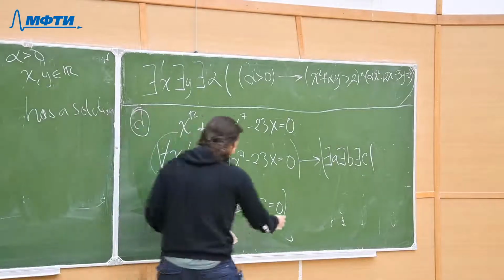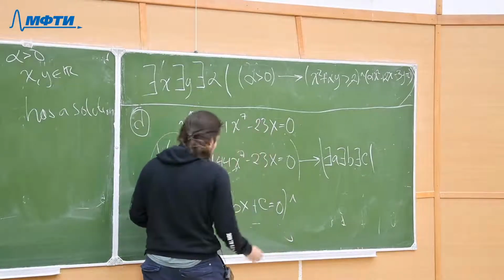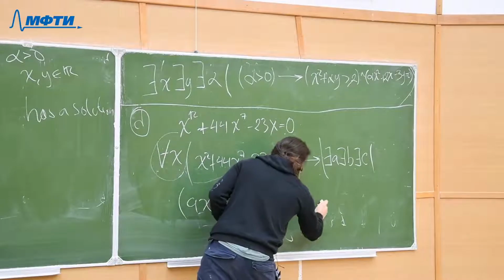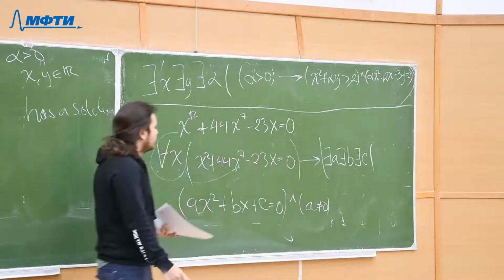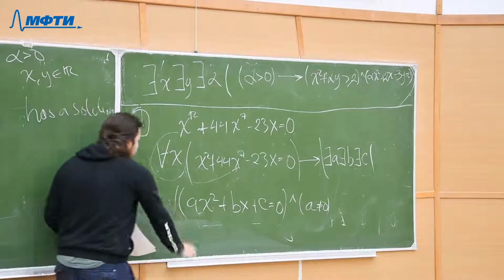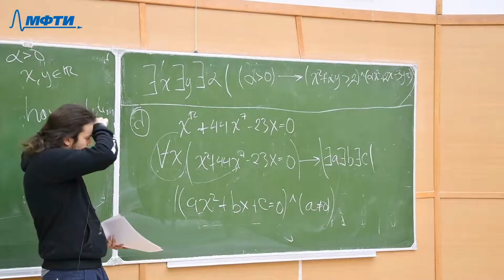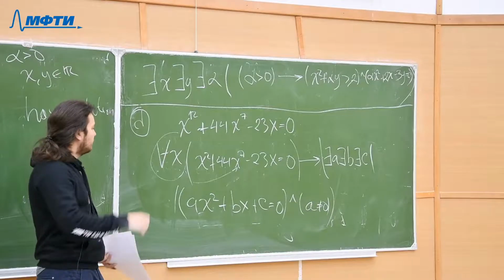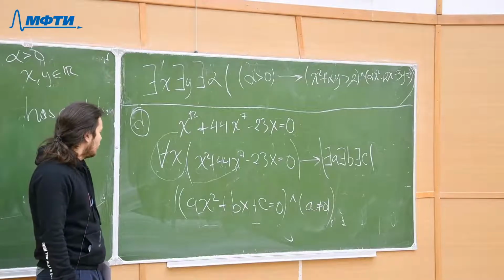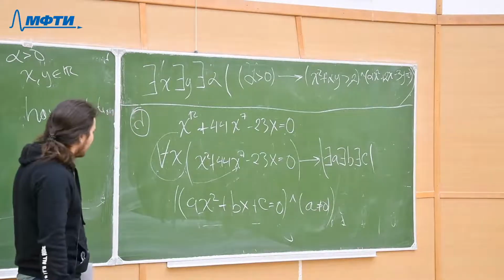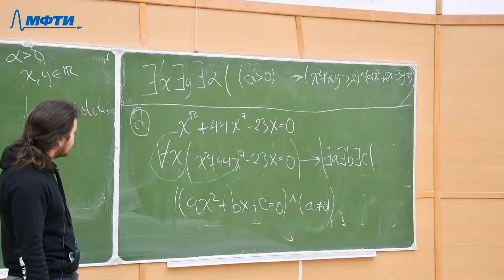We need to add also that A is not 0, right? Because that's the definition of this kind of formula, okay? So that's it.